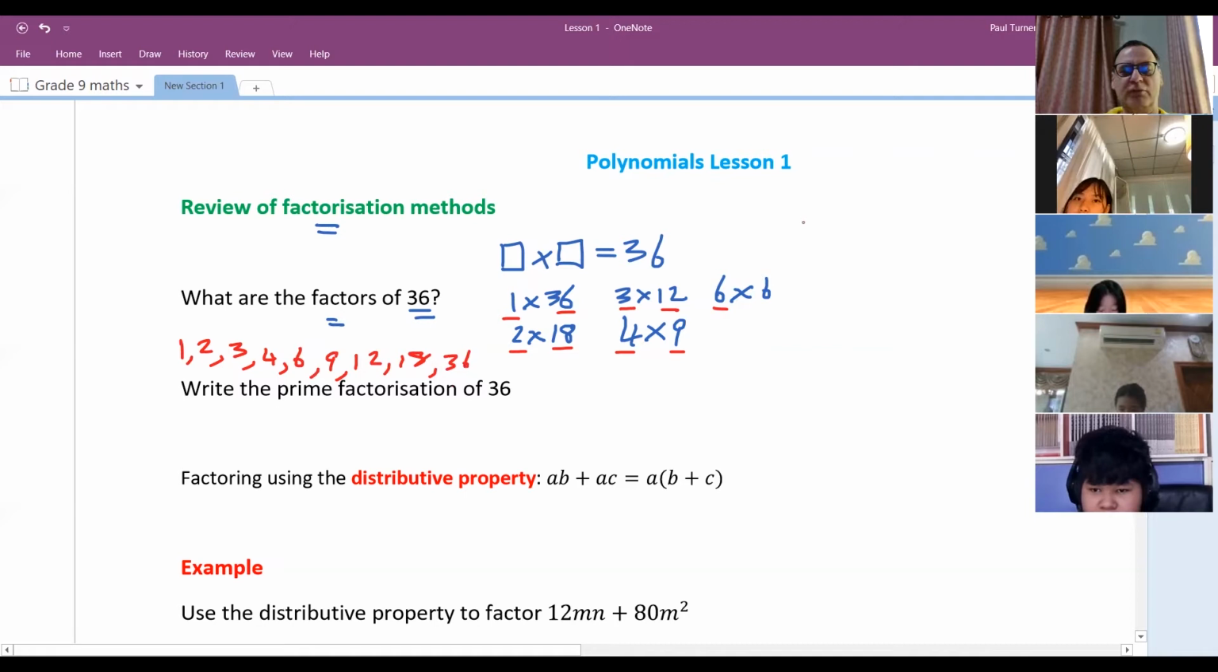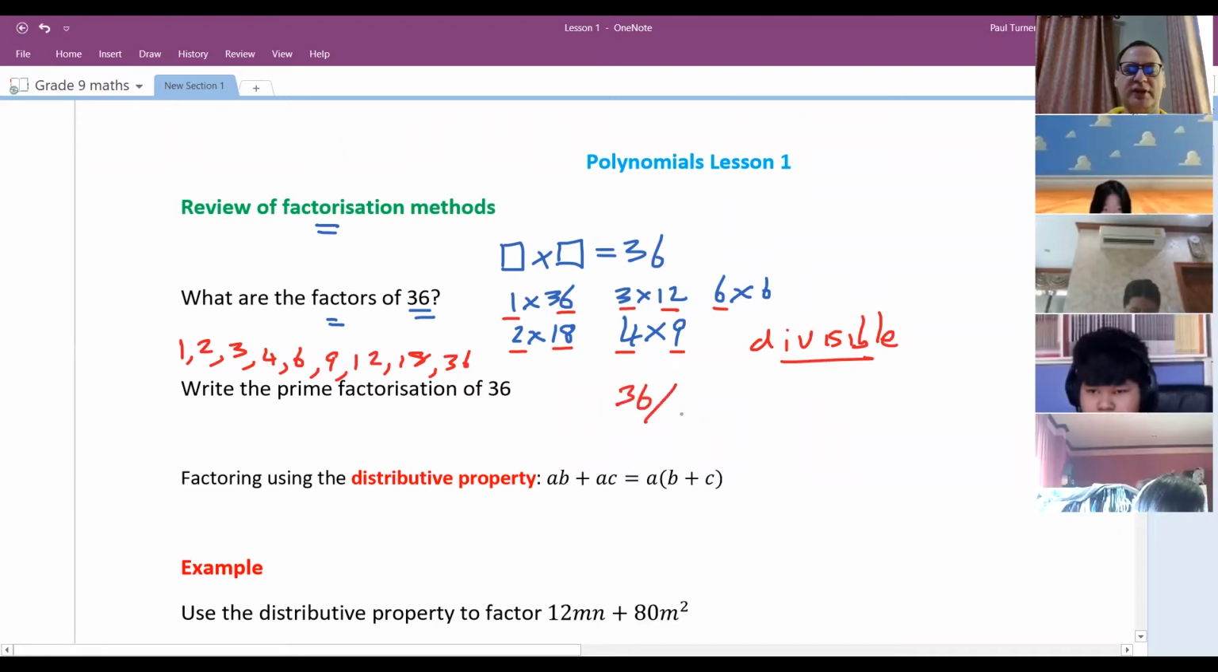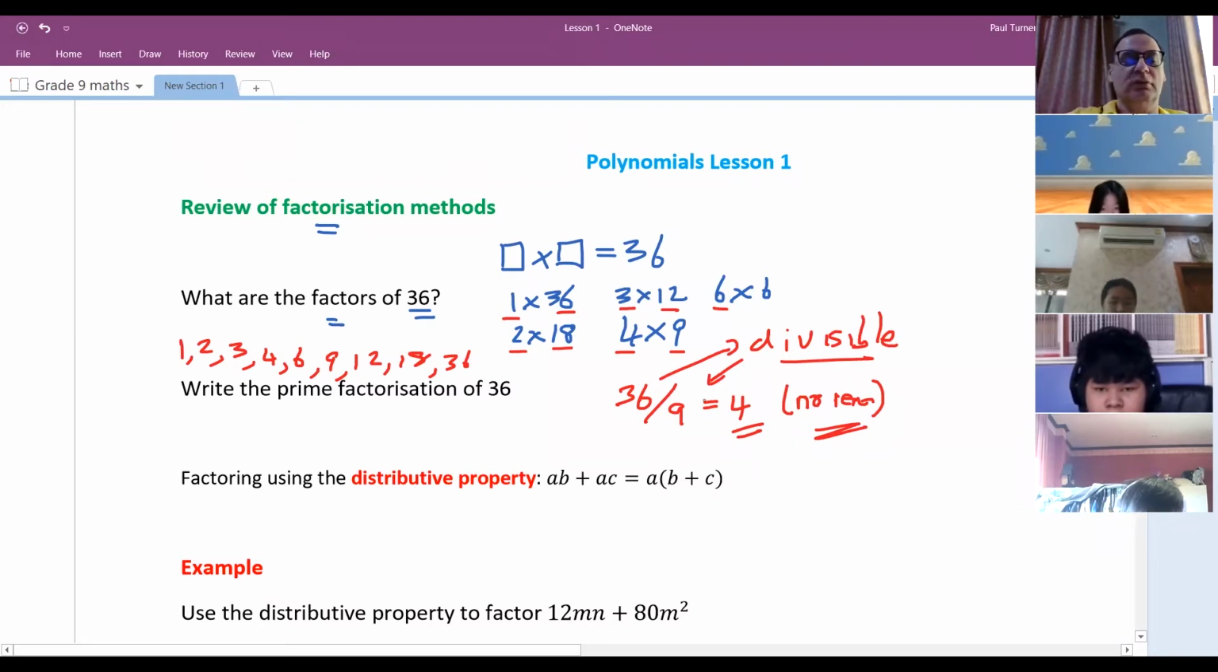Okay. When you see the word divisible, that means that two numbers can be divided and you get no remainder. So for example, 36 divided by 9 is 4. Okay, there's no remainder here. That means that 36 is divisible by 9. And 36 is also divisible by 4.